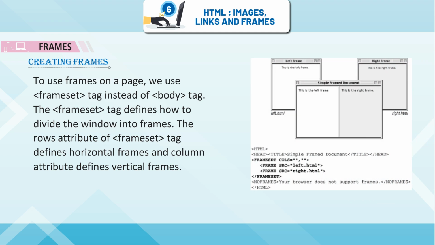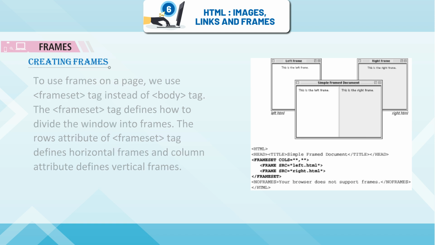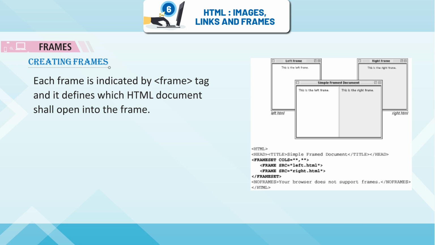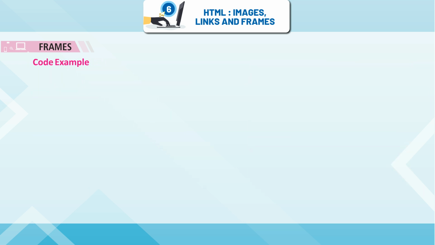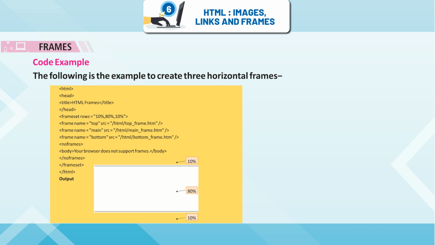Creating frames. To use frames on a page, we use the frameset tag instead of the body tag. The frameset tag defines how to divide the window into frames. The rows attribute of the frameset tag defines horizontal frames and the cols attribute defines vertical frames. Each frame is indicated by the frame tag and it defines which HTML document shall open into the frame. Code example. The following is the example to create 3 horizontal frames. Output.